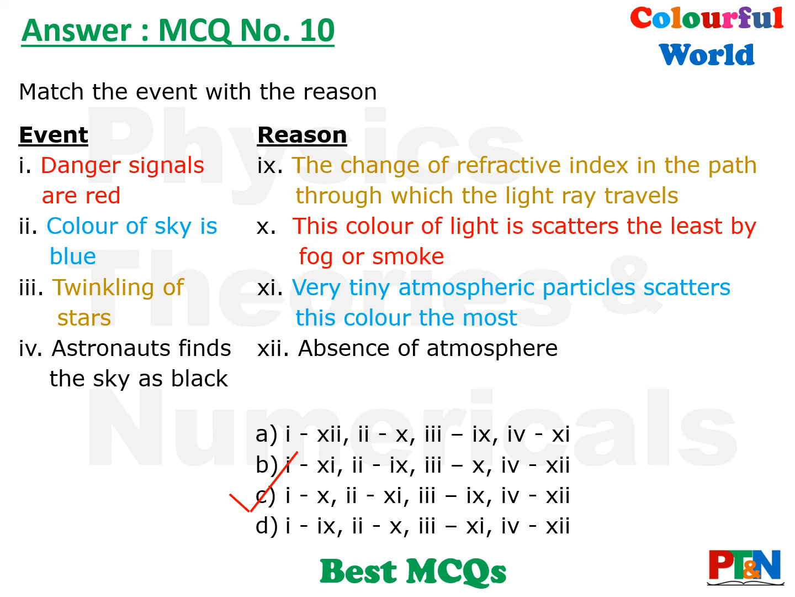Twinkling of star is marked in brown. So the reason is change of refractive index on the way. When light is coming, it comes through different layers of the atmosphere and the refractive indexes are changing. So because of that, the star position does not remain the same, it changes. So we find it as twinkling. And astronauts find the sky as black because there is no atmosphere. In case there is no atmosphere, the color of the sky will be black. So here it is option D.